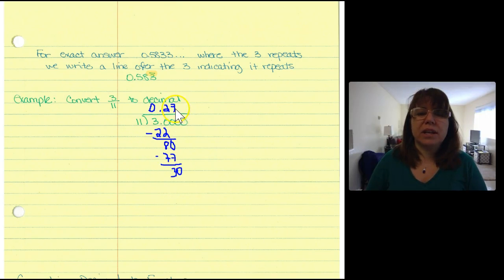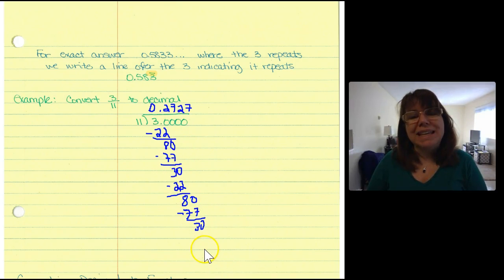11 goes into 30 2 times. That's 22. Starting to see a pattern come up here. 8, bring down the 0, I have an 80 again. 11 goes into 80 7 times, and that's 77. Subtract, I get a 3, bring down the 0, and you see that it's going from 80 to 30, 80 to 30, 80 to 30, so I'm going to get this repeating. I mean, it's not going to stop.